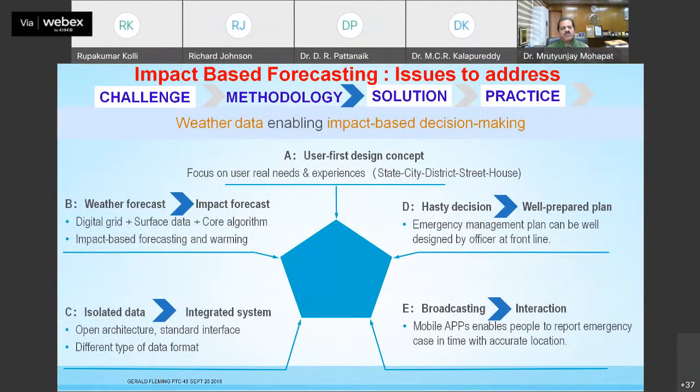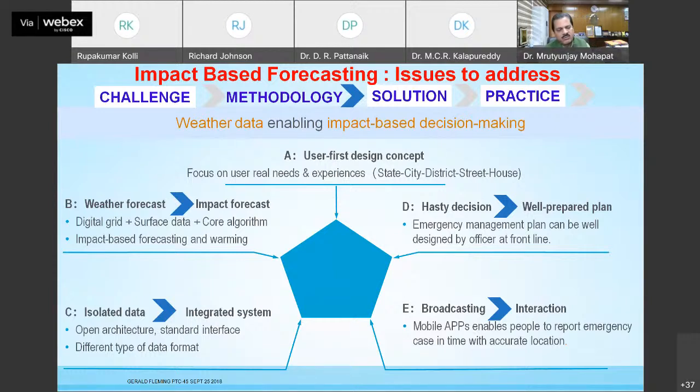If you look at the issues, firstly, there is a challenge. Because you are shifting from simple forecasting to impact-based forecasting, then comes the methodology. The methodology differs from country to country and over the period of time also. Then you need some kind of solution towards the decisions, and you have to practice whatever you introduce operationally. So the objective is that the weather forecast is converted to impact forecast, which will help move from hasty decisions to well-prepared decisions by the disaster managers.